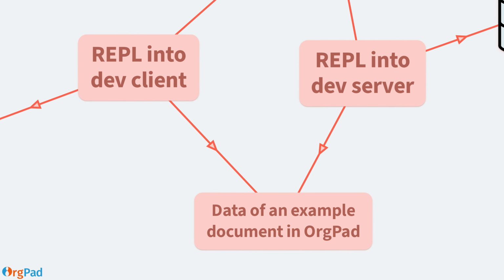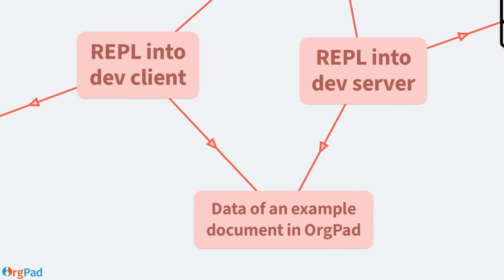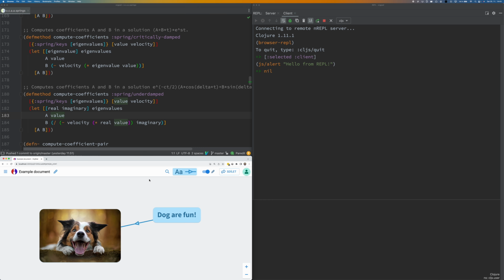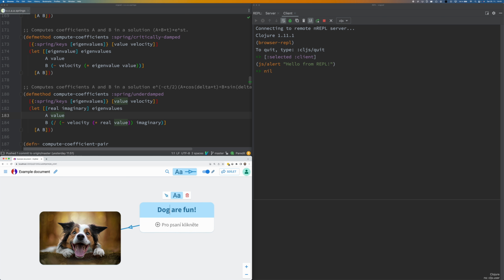Okay, so let's use this knowledge to interact with these living applications. I have an example document opened here, which displays two nodes. There is a picture node with a dog, and there is another node connected to it stating that dogs are fun. Okay, now let's fix it: dogs are fun.